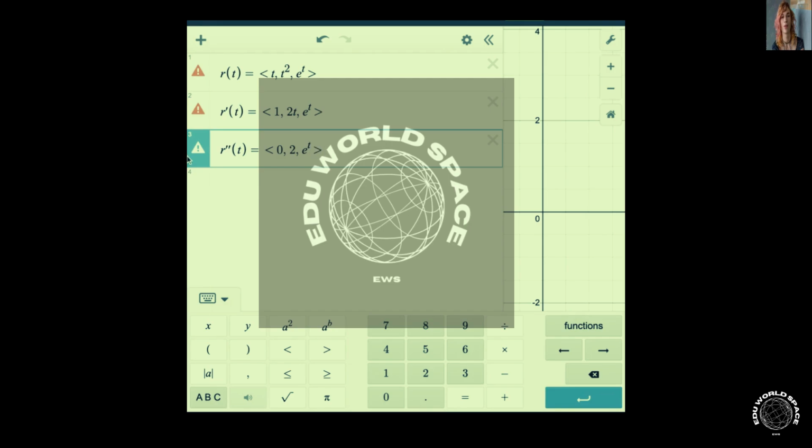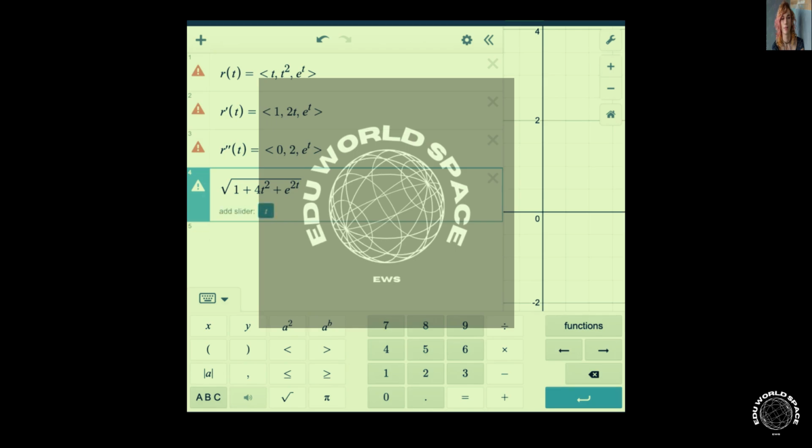So with this, we want to find the magnitude of the first derivative. We see that's going to be the square root of 1 squared plus 2t squared plus e to the t squared. We know that that's just going to be 1 plus 4t squared plus e to the 2t.